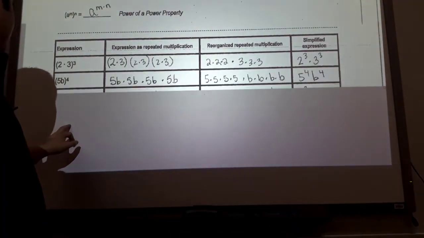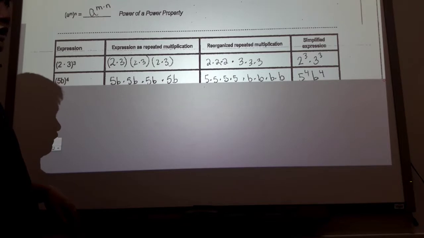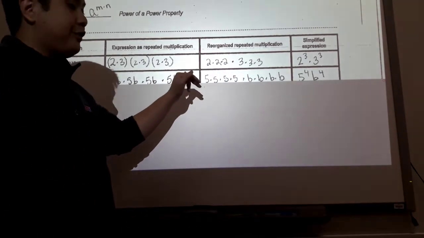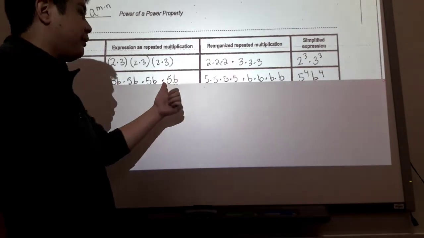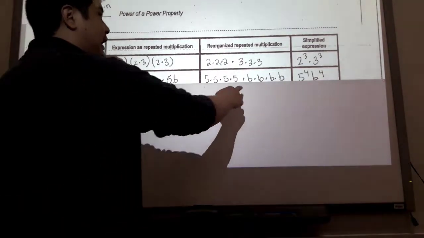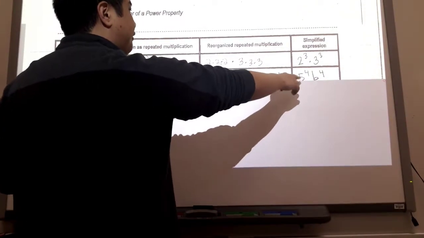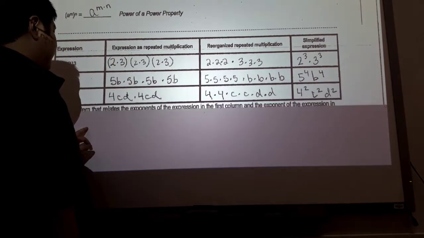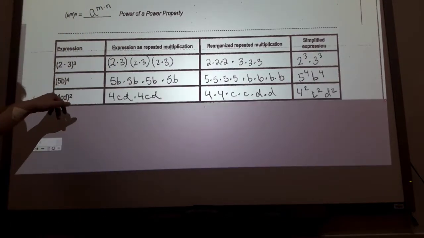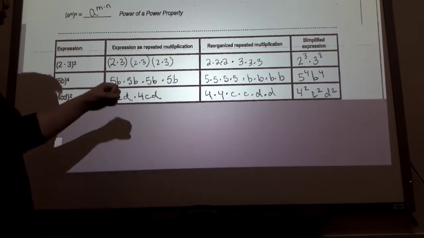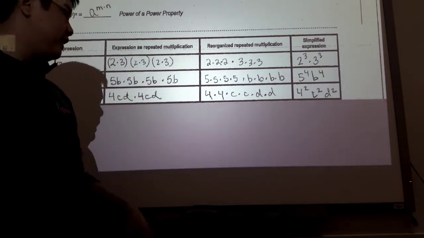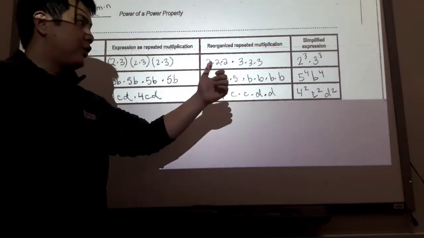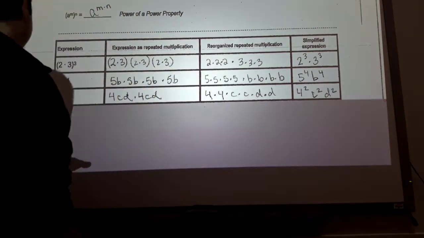The next one is 5b to the fourth. Which is 5b times 5b times 5b times 5b, and if we reorder it, 5 times 5 times 5 times 5, because remember 5b just means 5 times b, times b times b times b, 5 to the fourth times b to the fourth. Okay. Here we have 4cd to the second power, which means 4cd times 4cd. Reorder it is 4 times 4 times c times c times d times d. 4 squared, c squared, d squared.